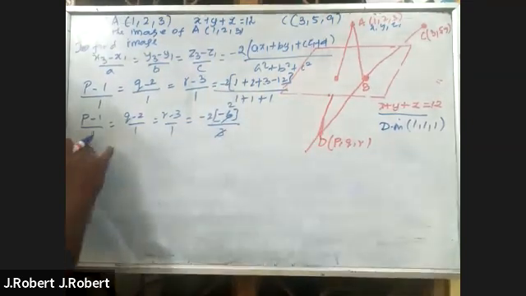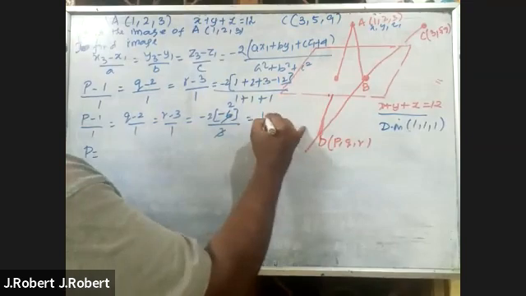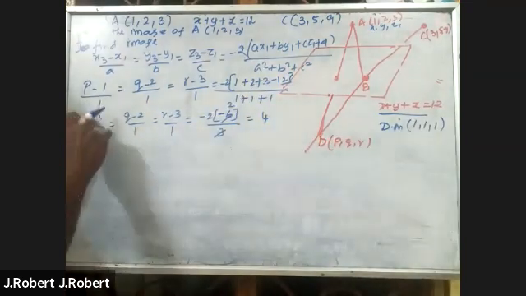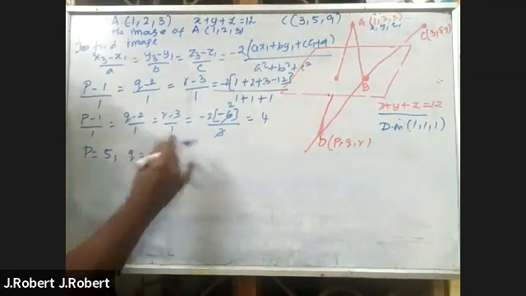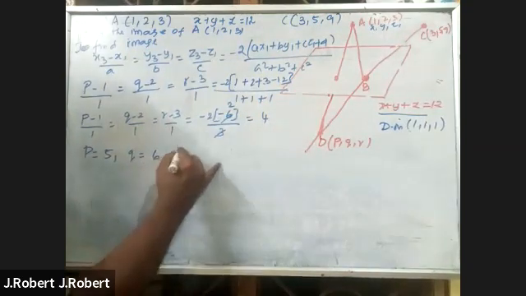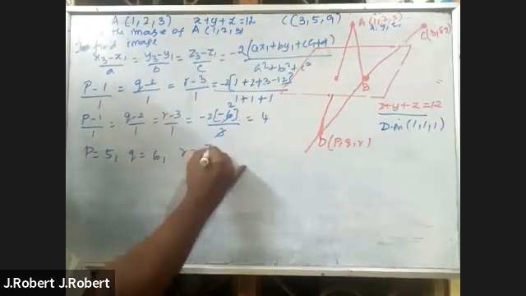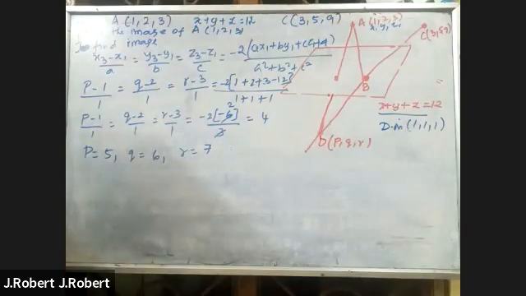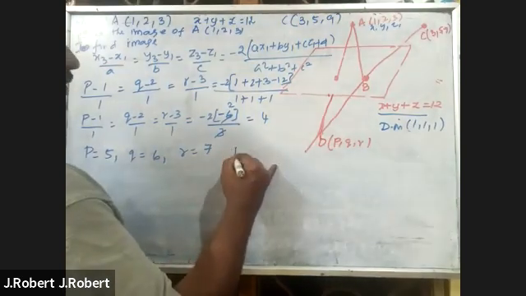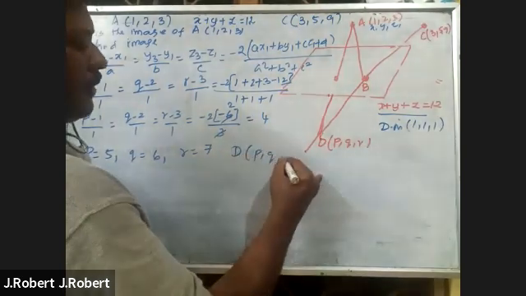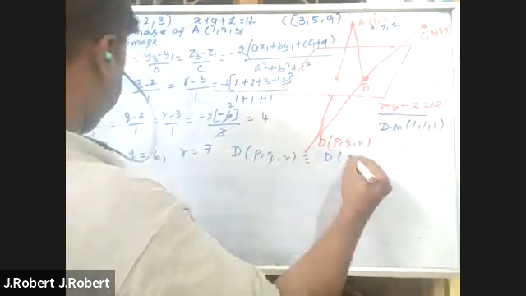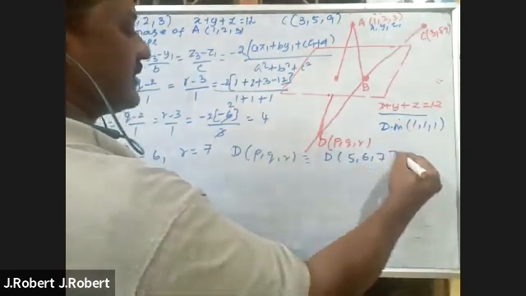Our p is equal to 4 plus 1, which is 5. q is equal to 4 plus 2, which is 6. r is equal to 4 plus 3, which is 7. We have found the value of p, q, r, that is the D point. P comma q comma r is equal to D of 5 comma 6 comma 7.